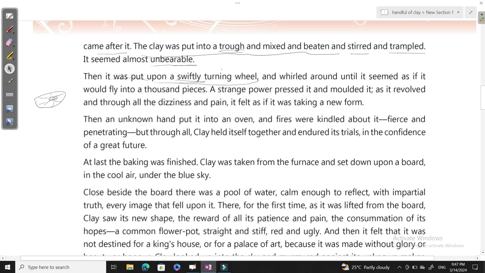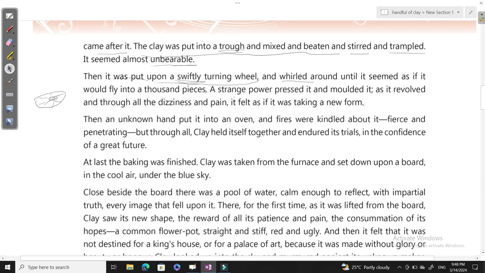So the coarse clay was given shape, made proper and smooth, and after that it was kept on the swiftly turning wheel and whirled around until it seemed as if it would fly into a thousand pieces. And very speedily the wheel was moved, and at that time that lump of clay thought, I will break into hundreds of pieces. But a strange power pressed it and molded it, and it revolved, and through all the dizziness and pain, it felt as if it was taking a new form.